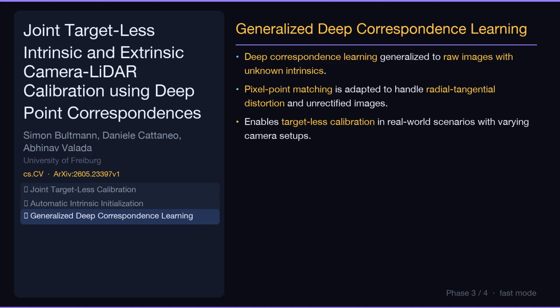Contribution 3. Generalized Deep Correspondence Learning. Deep correspondence learning generalized to raw images with unknown intrinsics. Pixel point matching is adapted to handle radial tangential distortion and unrectified images. Enables targetless calibration in real-world scenarios with varying camera setups.